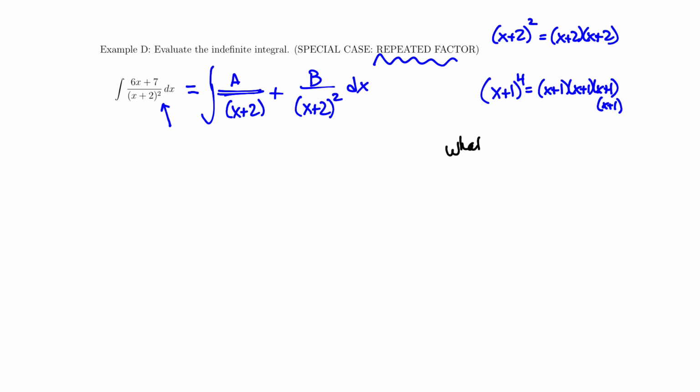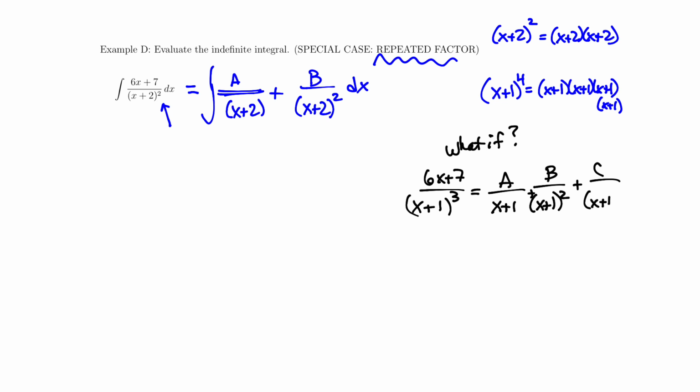So like, what if I had 6x plus 7 over x plus 1 to the 3rd power? Well, then I would break it up as A over x plus 1 plus B over x plus 1 squared plus C over x plus 1 to the 3rd. Do you see what I'm saying? So if you have repeated factors, you deal with it by setting it up like this. And then you go through like normal, get your common denominator, cancel things out, and move on from there. Does that make sense to everybody? Yeah, go ahead, AK. Question?